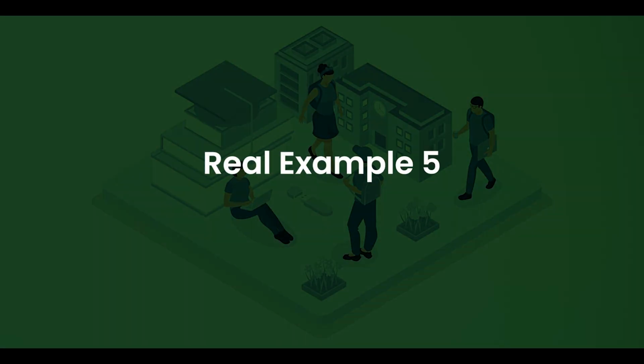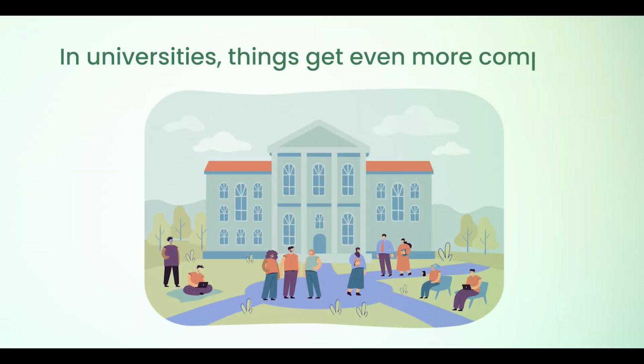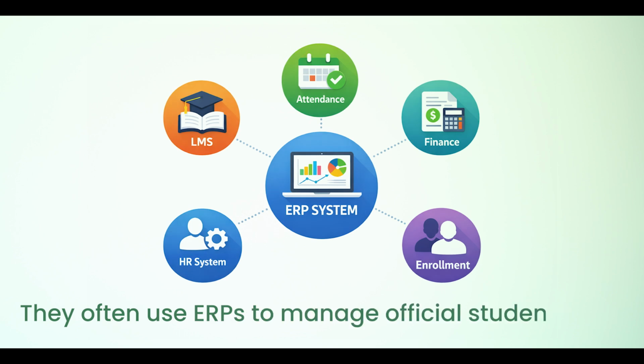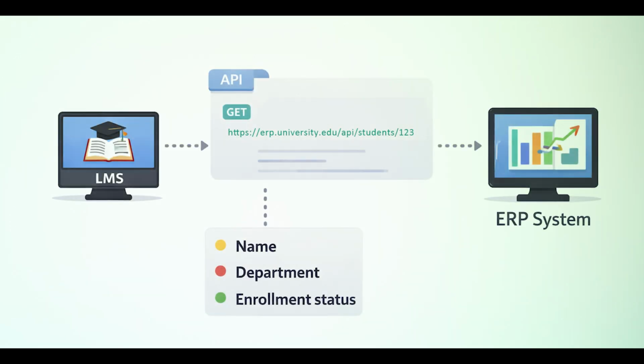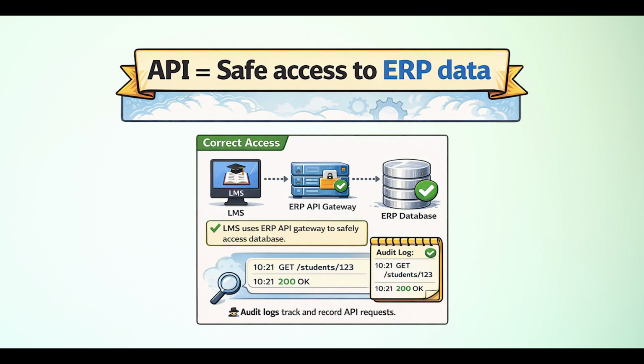Real example 5. ERPs and university systems. In universities, things get even more complex. They often use ERPs to manage official student data. When an LMS needs student data or course rosters, it doesn't read the ERP database directly. It calls the ERP's private APIs. This keeps access controlled, safe, and trackable.